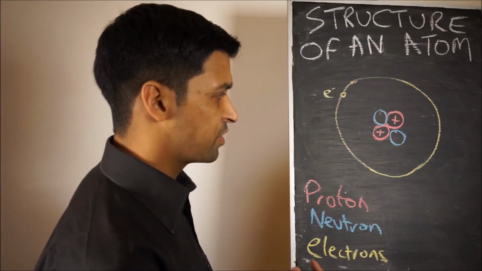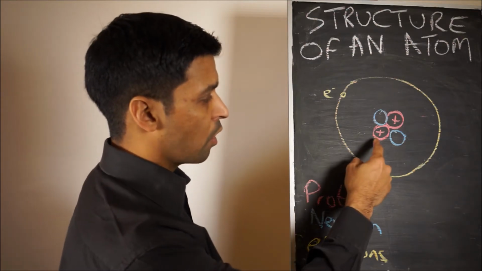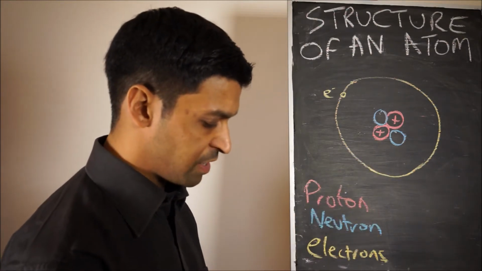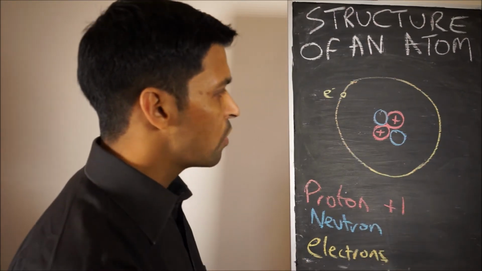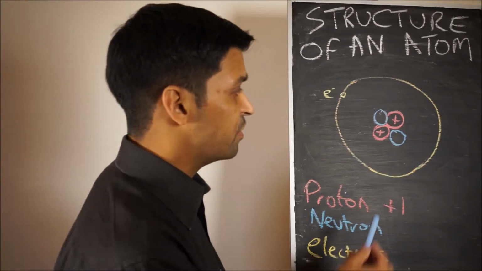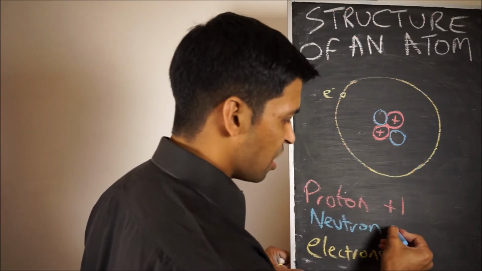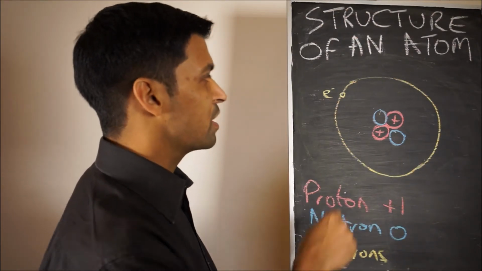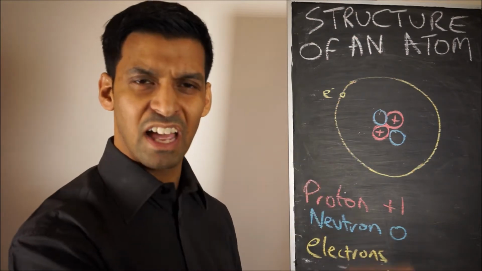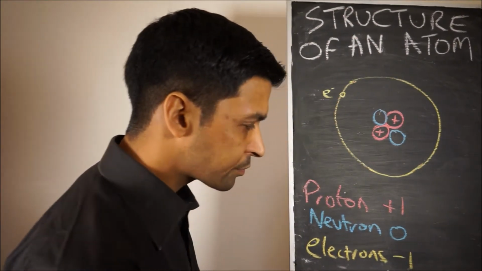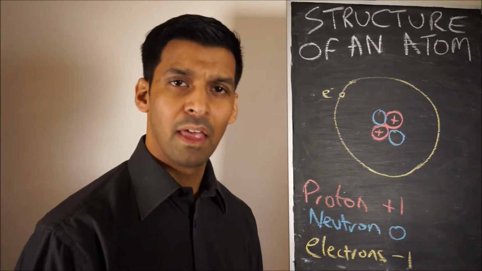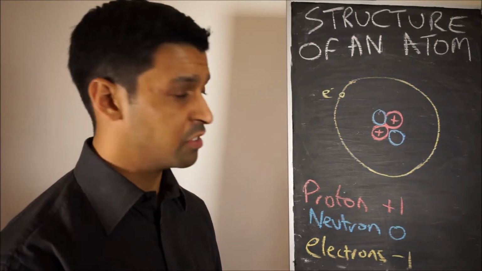The nucleons themselves, we've got two types. We've got protons, which are positively charged, so we can say that they have a charge of +1. We've got neutrons, which have no charge at all, so they have a charge of 0. And we've got these tiny little things called electrons, which whiz round on the outside, and they have a charge of -1.